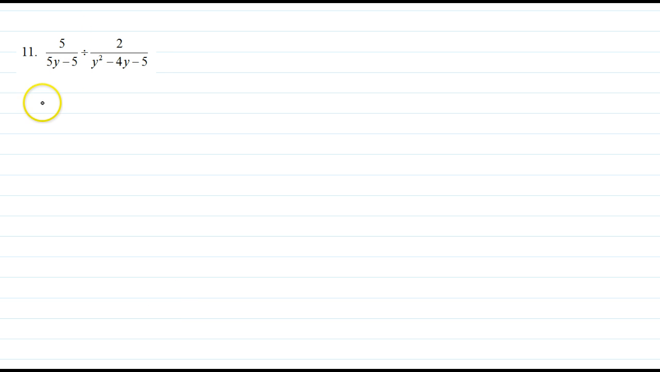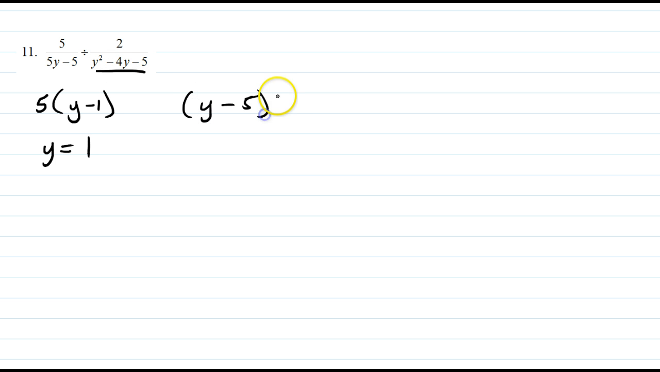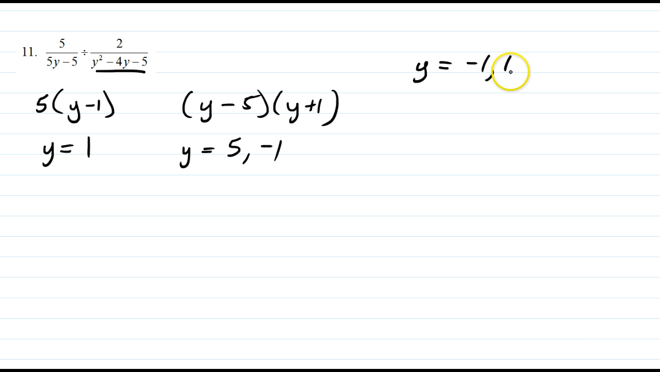Alright, same thing here. We're going to make this equal to 0 on the bottom. And so here, y can't be a positive 1. Factor the bottom here. Gives you y minus 5, y plus 1. So here, y cannot be 5 or negative 1. So our excluded values are negative 1, positive 1, and 5. So excluded values. So now we're going to simplify.